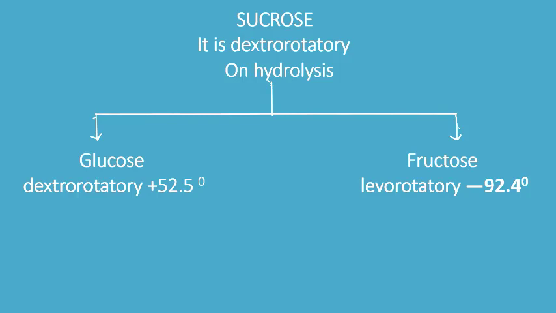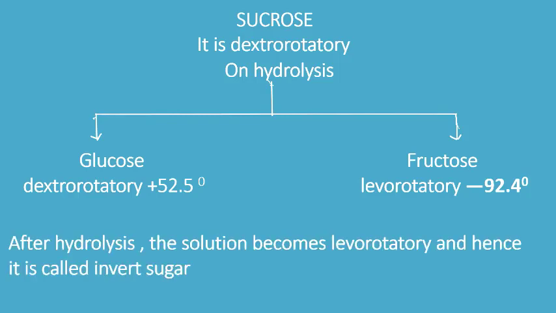Here, as the levorotation is more, the final result is levorotatory. Therefore, after hydrolysis, the solution becomes levorotatory. Initially it is dextrorotatory, but after hydrolysis it becomes levorotatory. Hence, the sugar is called invert sugar.